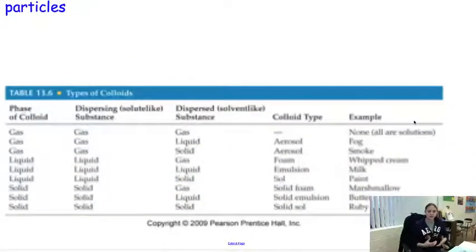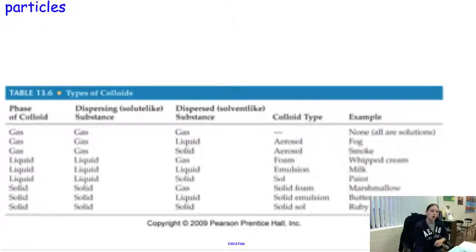There are different types of colloids depending on what the phases are. Usually we talk about a liquid-liquid one, but it doesn't have to be. You can have a solid-solid, which are like alloys with metals, or you can have solid-gas, or you can have all kinds of different things. You can have fog, whipped cream, shaving cream, aerosols, milk, mayonnaise, marshmallows. Those are all different types of colloids.